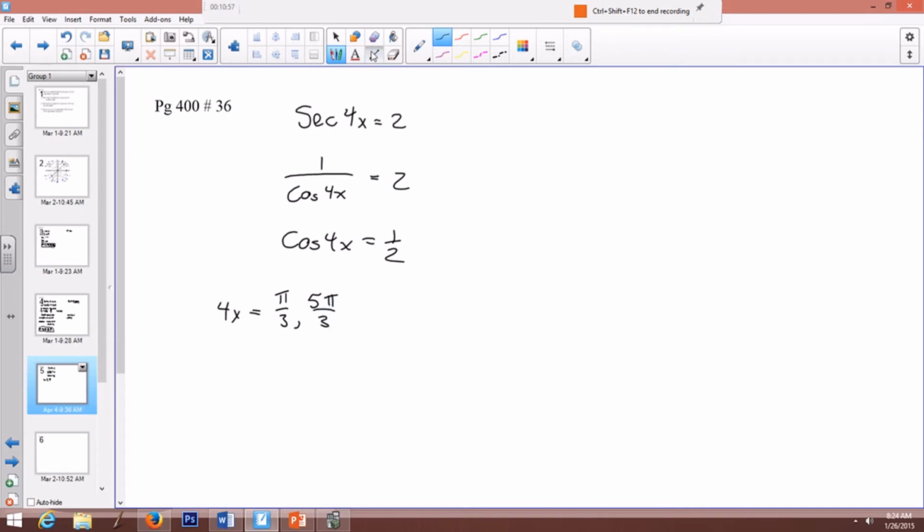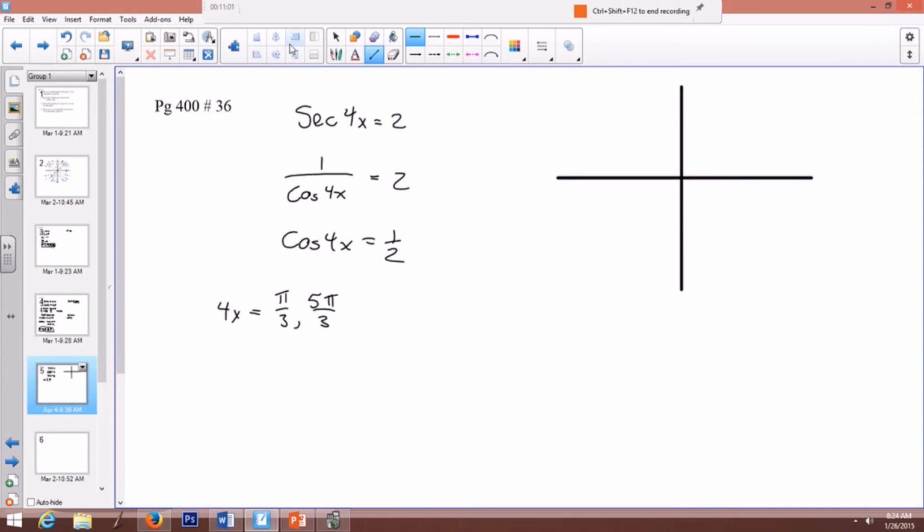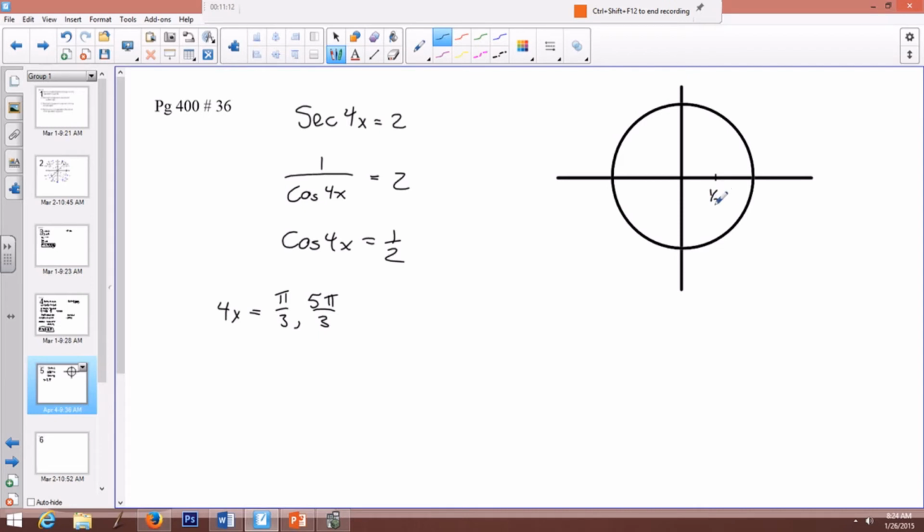So just real quick, just give me another unit circle. It's a small model here so we can kind of talk about it. And remember, I get 1/2 at pi over 3 and 5 pi over 3. Now, this is where the cosine of x is equal to 1/2. That is not the cosine of x, it's the cosine of 4x.